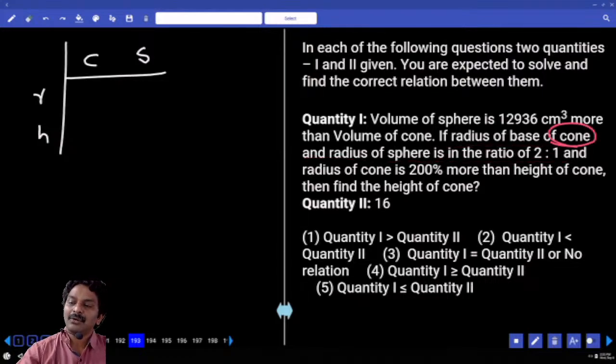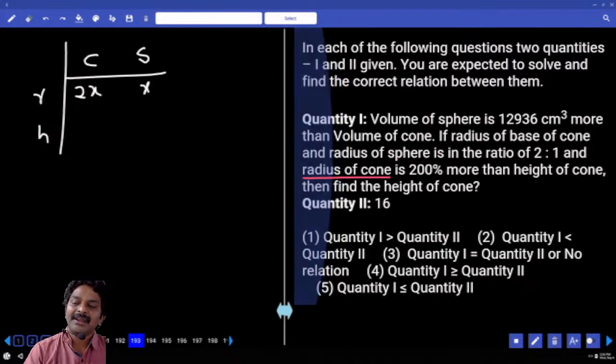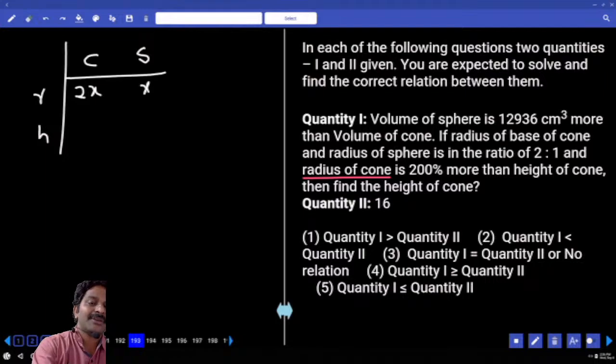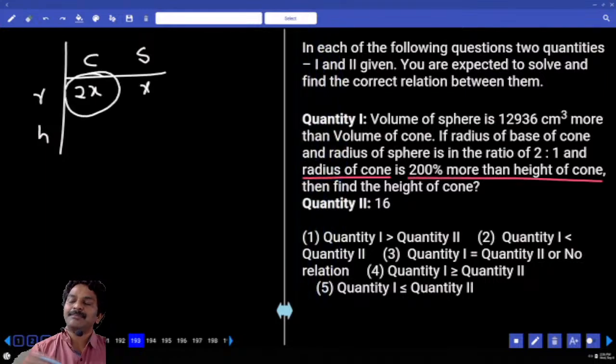Radius of the cone and sphere are in the ratio 2:1. So I will start taking 2x and then x. Is that okay for you? Next, at the same time, the radius of the cone, 2x, is 200% more than the height of the cone. Then what must be the height of the cone?